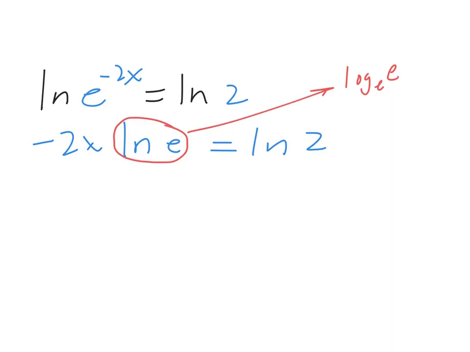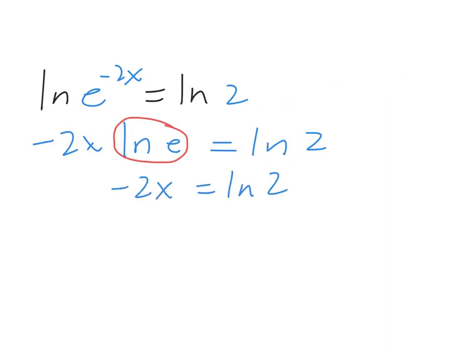So the point here is that taking the natural log of both sides essentially eliminates the e. And so I'm just left with negative 2x equals the natural log of 2. So I'm one move away from being able to come up with my answer. What do I have to do now? Take the natural log of 2? No. Divide by negative 2. So if I divide both sides by negative 2, I will have the x by itself.